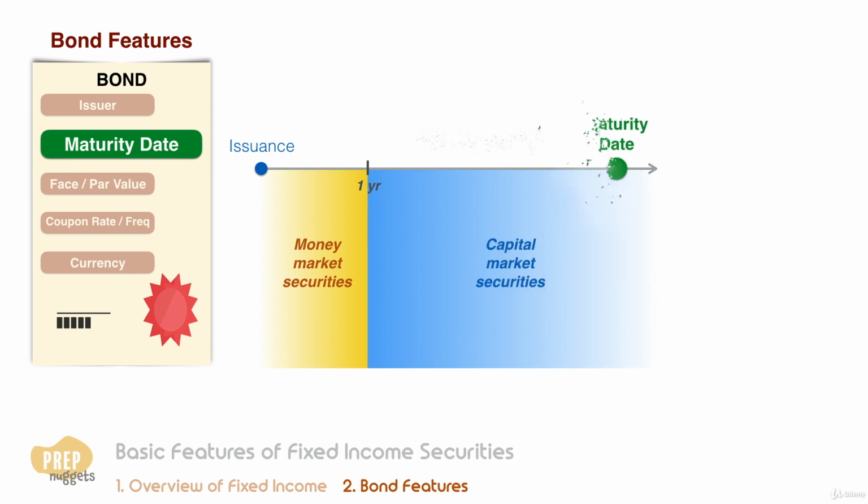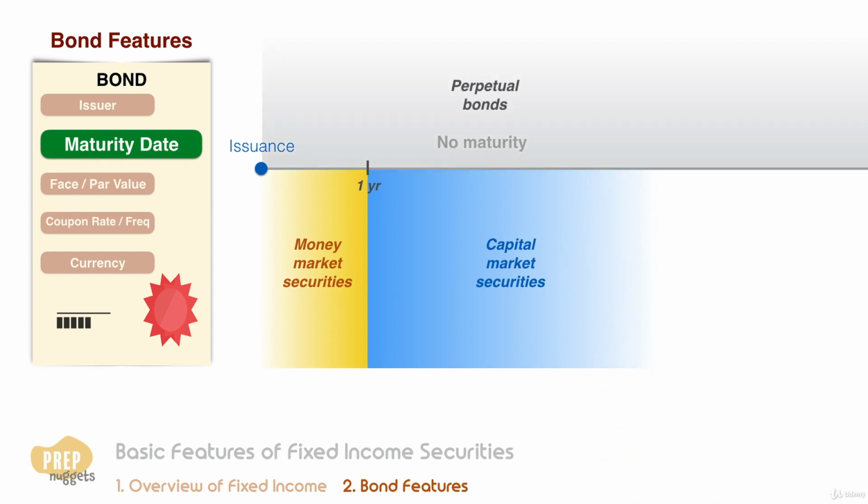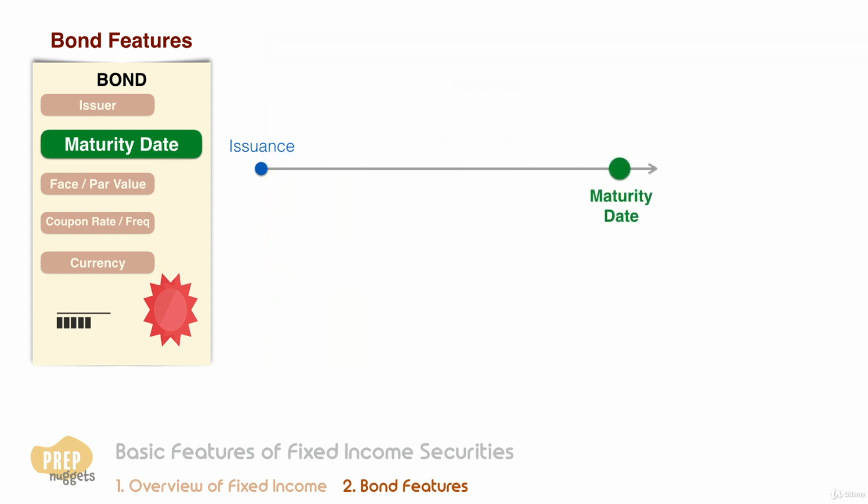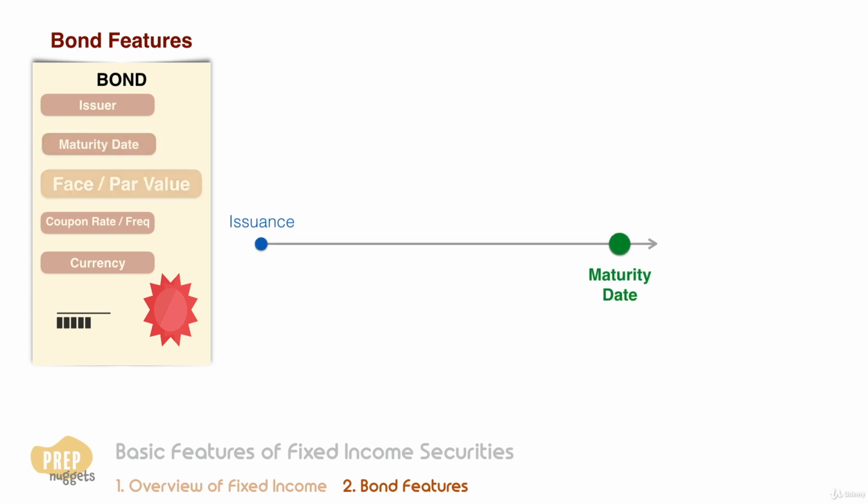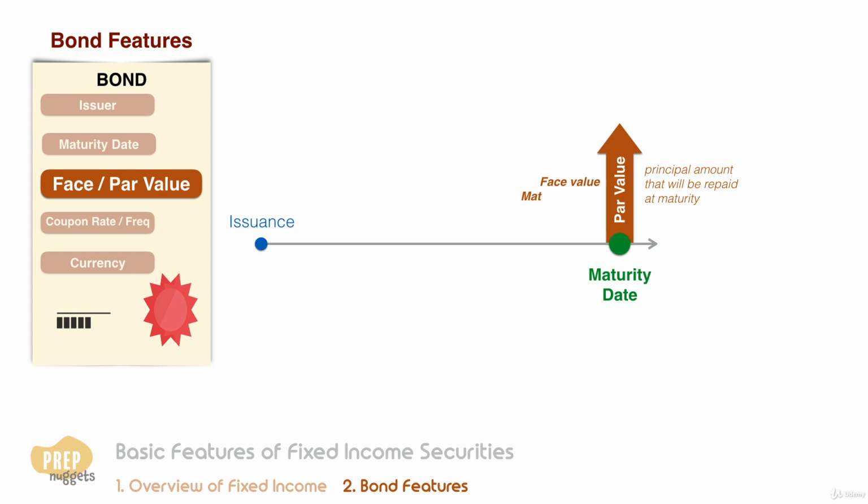Some bonds don't have a maturity date. They are sometimes known as perpetual bonds. Such bonds make periodic interest payments but do not promise to repay the principal amount. The par value of a bond is the principal amount that will be repaid at maturity. It's also referred to as the face value, maturity value, redemption value, or principal value of a bond. All these refer to the same thing.